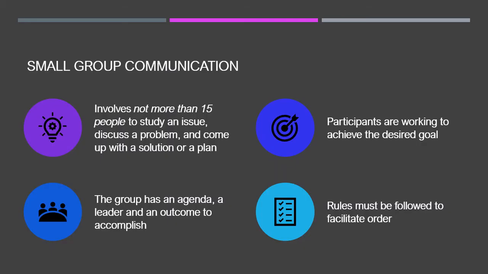And now let's have small group communication. Small group communication involves not more than 15 people to study an issue, discuss a problem, and come up with a solution or a plan. This includes participants who are working to achieve the desired goal. The group here has an agenda, a leader, and an outcome to accomplish, and rules must be followed to facilitate order.